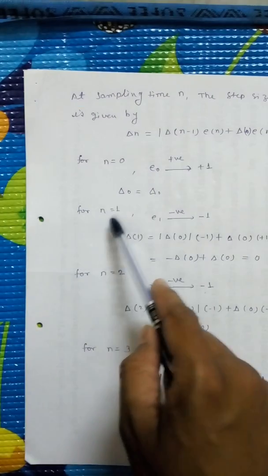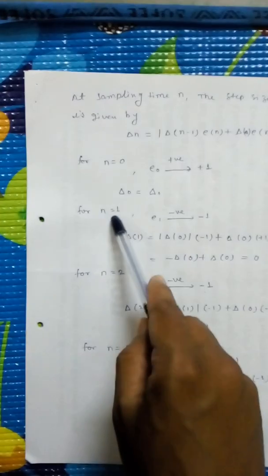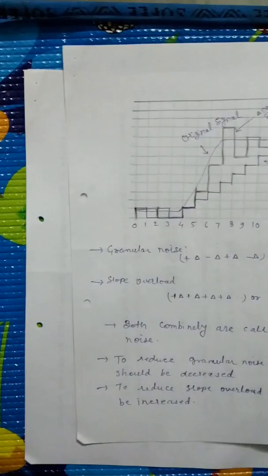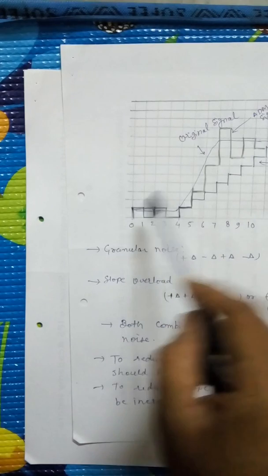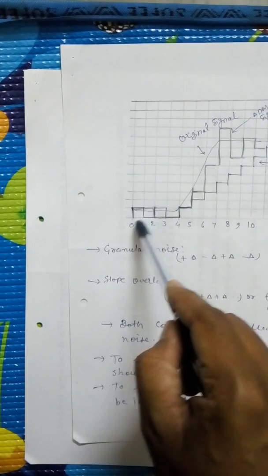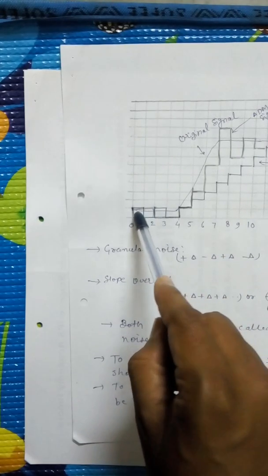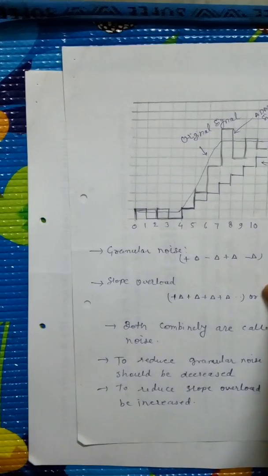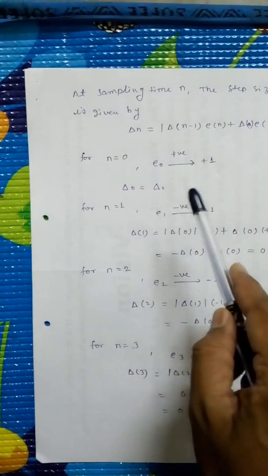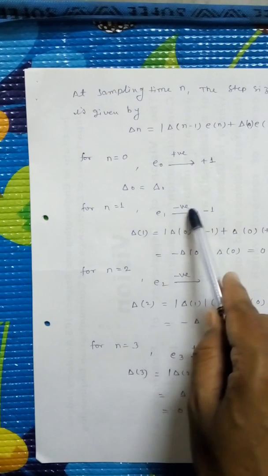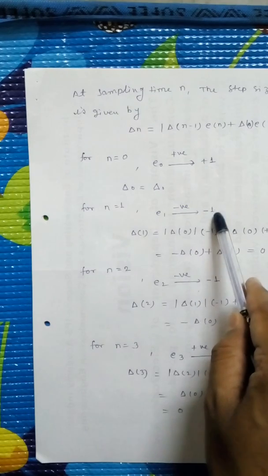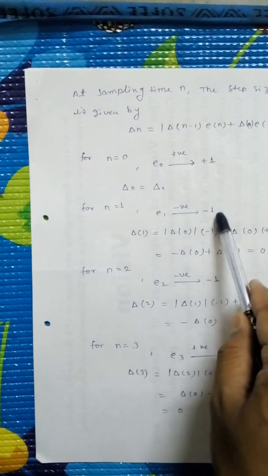Then for n equal to 1 sampling instant, we again compare our message signal with the approximated signal. Here our message signal is less than the approximated signal, so the error E1 is negative, and if the error is negative, then minus 1 is transmitted.